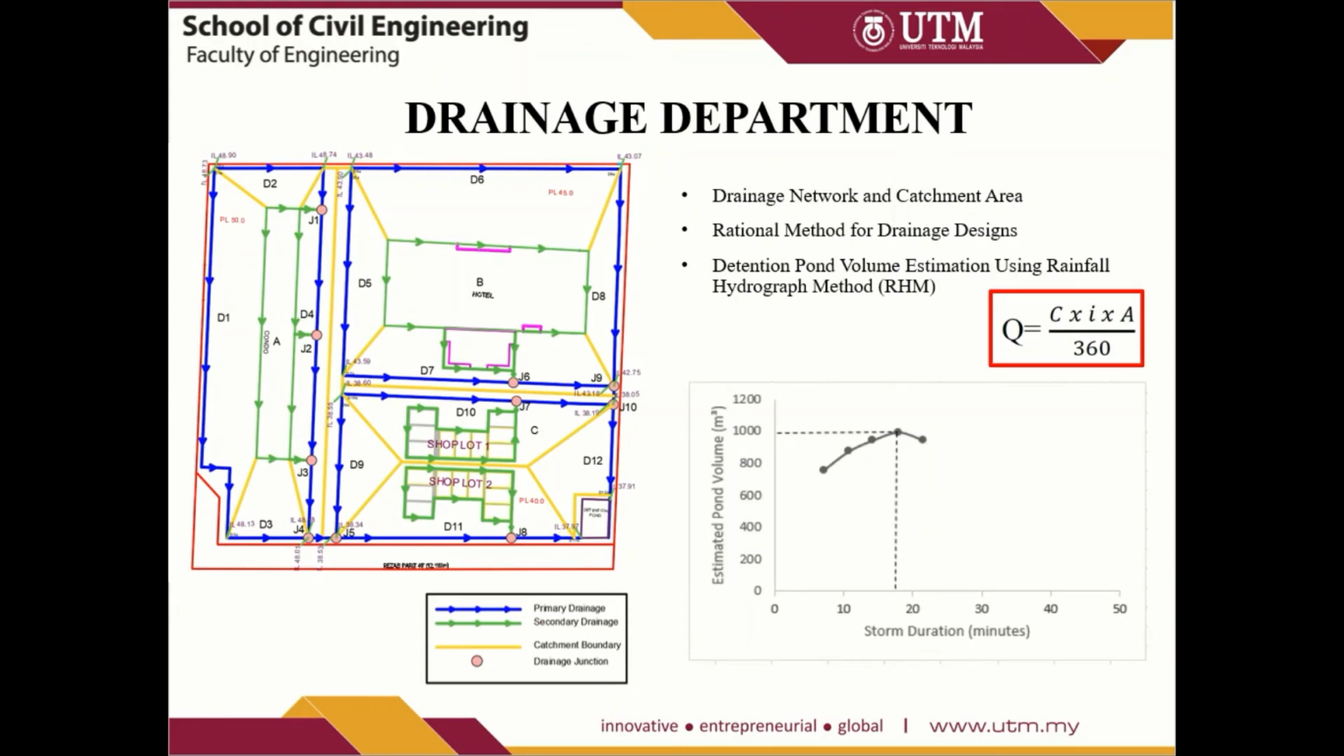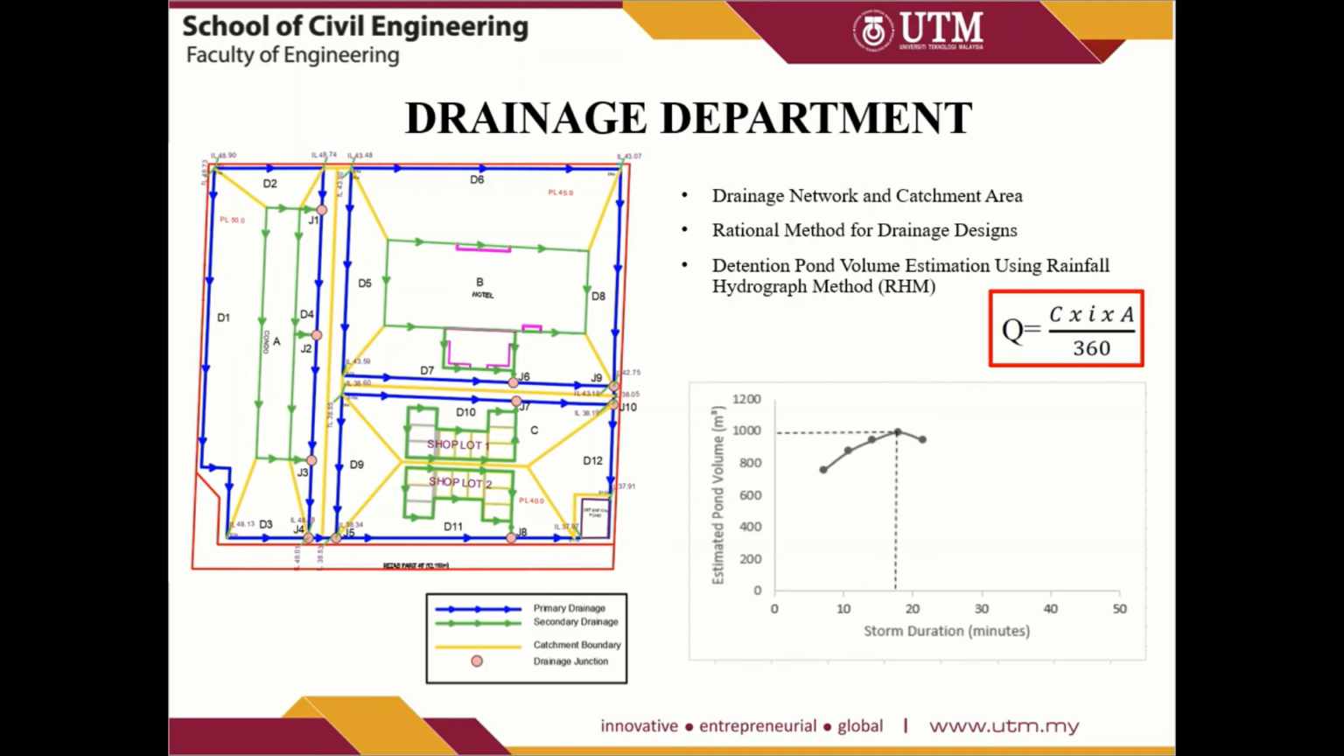And lastly, for the drainage department, we need to design the drainage network and catchment area. And for the drainage design, a rational method is used, and for the detention pond volume estimation, we use rainfall hydrograph method (RHM). For rational method, we need to determine the average rainfall intensity ARI, runoff coefficient, drain size, overland flow time, channel flow time, time of concentration, peak flow, and check the capacity of the proposed drain.